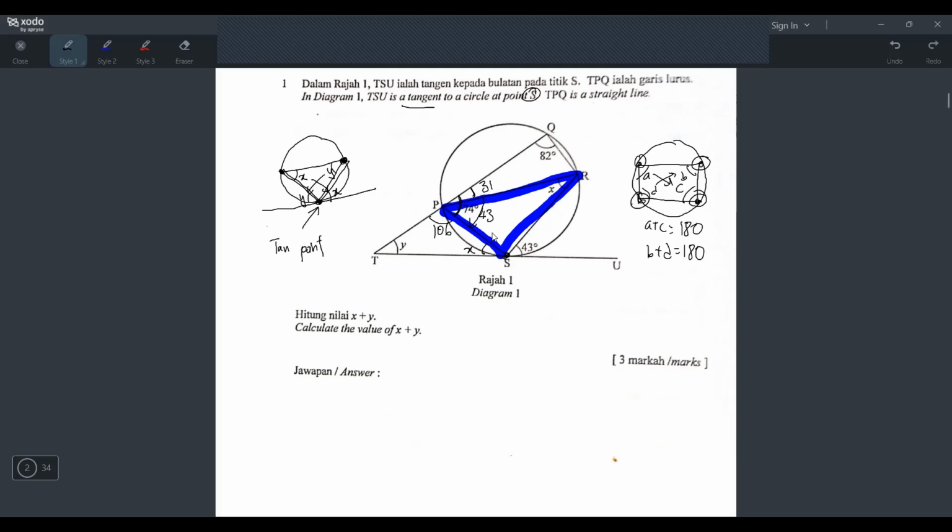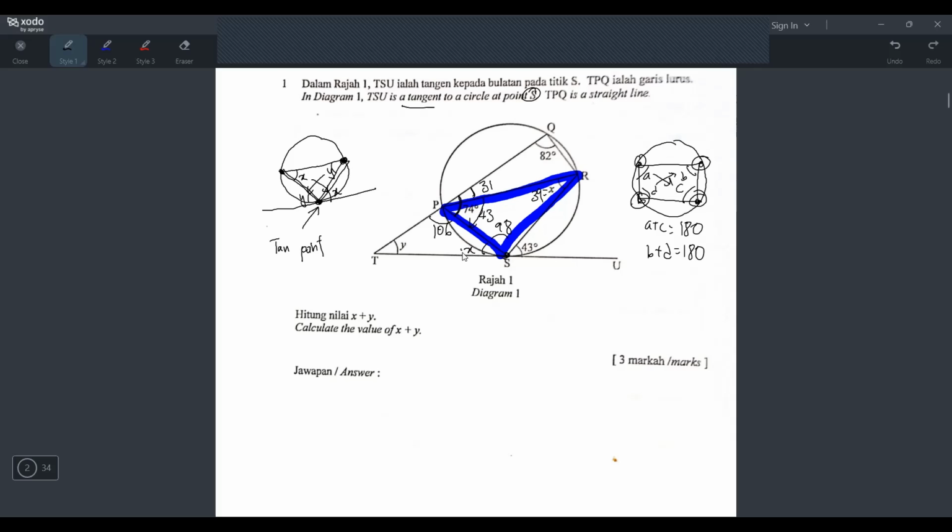So if this is 82, can I find here? The answer is yes. You just take 180 minus 82. Okay, let's press the calculator. 98. So this is 98. So now I can find my x already. How to find my x? You can use the triangle, take 180 minus 43 minus 98 to get x, or you can also use the straight line. You will also take 180 minus 98 minus 43, right? You will get the same answer. Okay, let's press. My calculator gives me 39. So I think my x is 39.